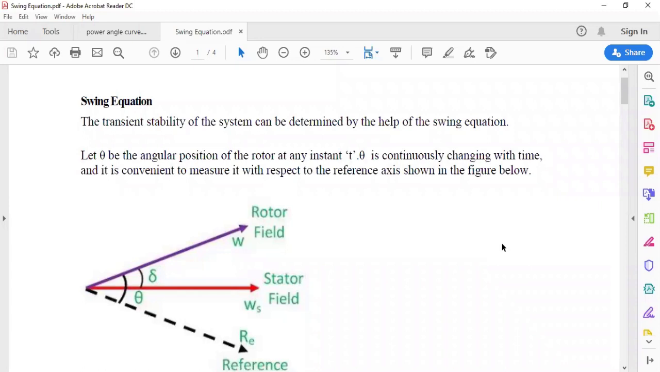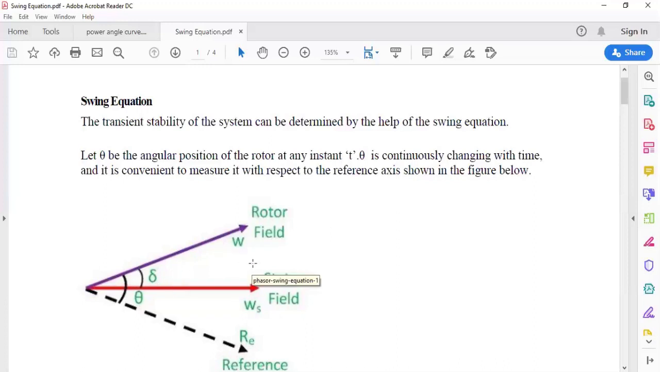So here we have discussed today's swing equation. Now the term swing here means the swing of the rotor angle. So for knowing this swing of the rotor angle, we should initially know what the rotor angle is. The rotor angle is the angle difference between the rotor field axis and the stator magnetic field axis. In this diagram, this delta is the rotor angle.